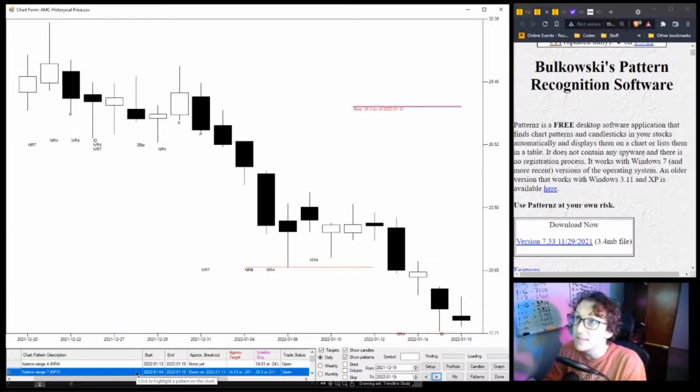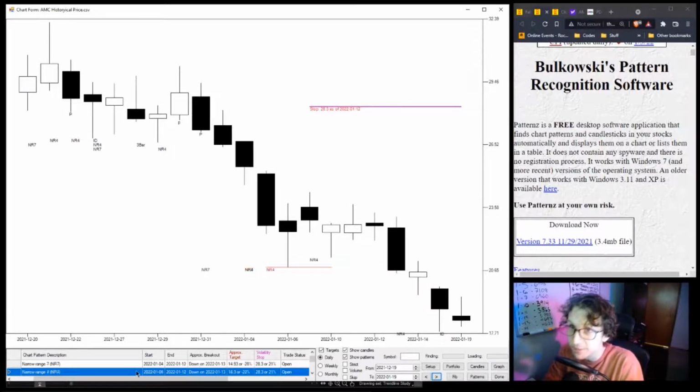What do we got? There's a narrow range 4 here, and you can see the approximate target's $14.93. Of course, we're not there yet at all. Then there is another, oh actually that was a narrow range 7, a narrow range 4 with a similar price target. It's a little higher at $16.30, but nonetheless.